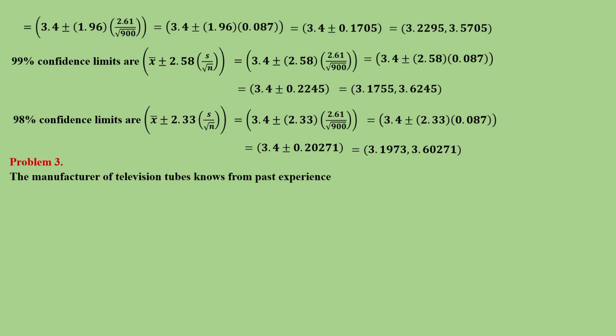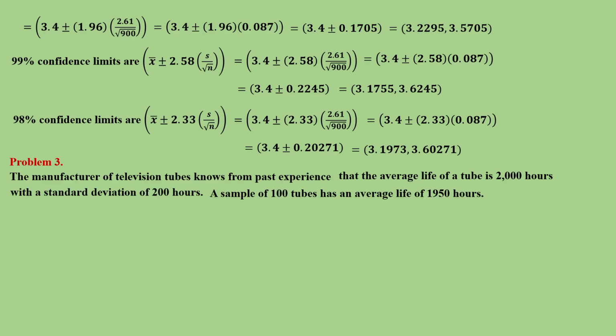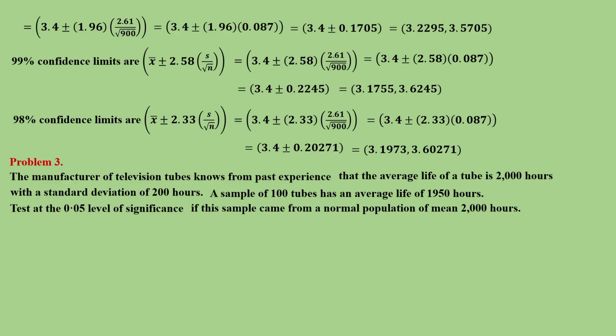Next problem. The manufacturer of television tubes knows from past experience that the average life of a tube is 2000 hours with standard deviation of 200 hours. A sample of 100 tubes has an average life of 1950 hours. Test at the 0.05 level of significance if the sample came from the normal population of mean 2000 hours. So population mean also the same, 2000 hours. We need to check that one, right?